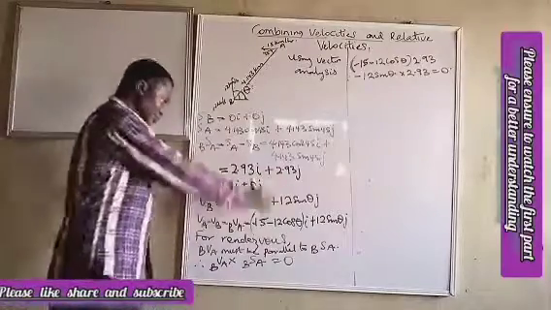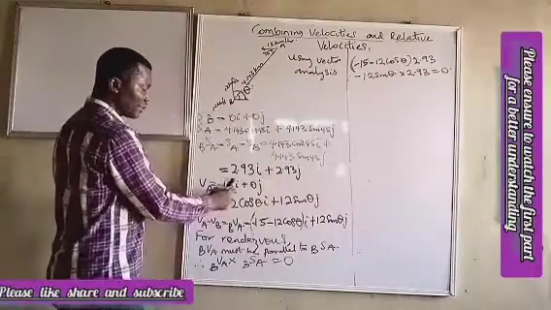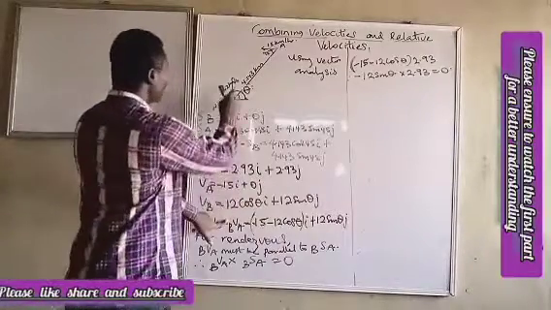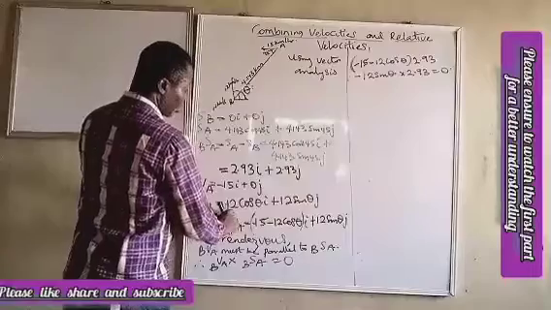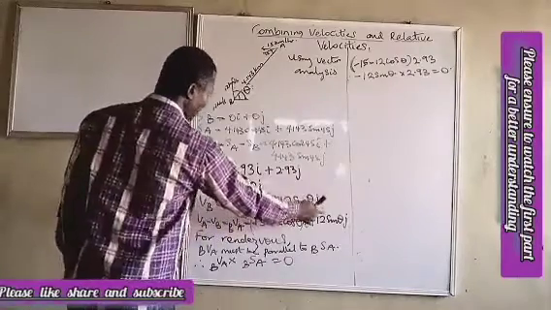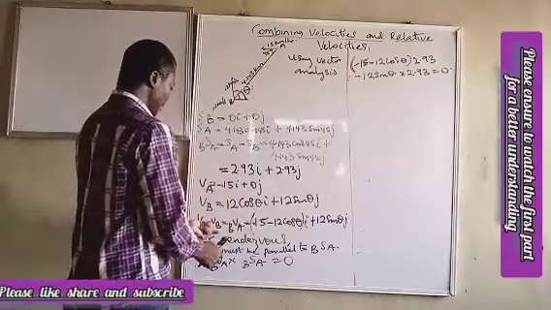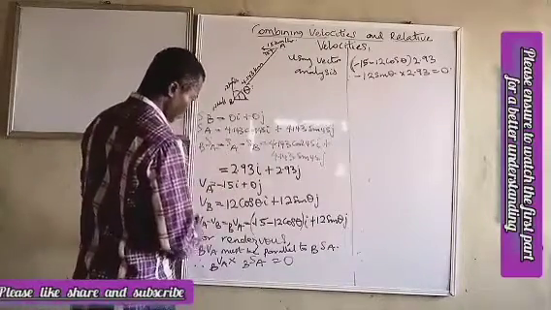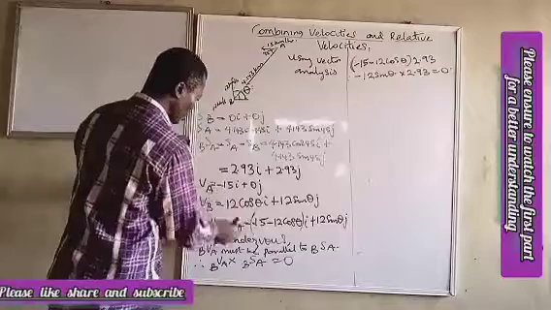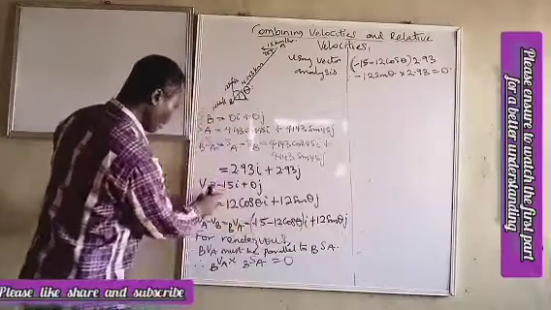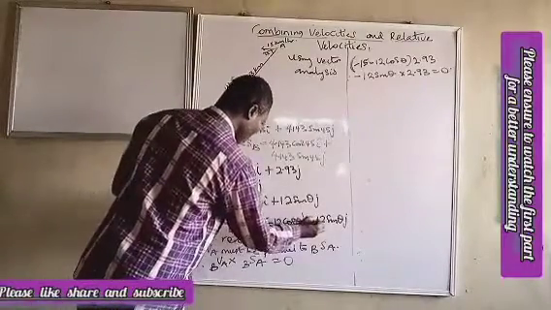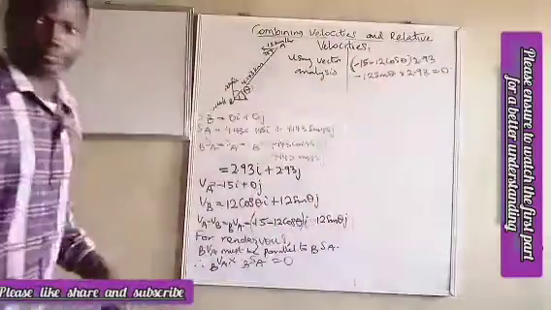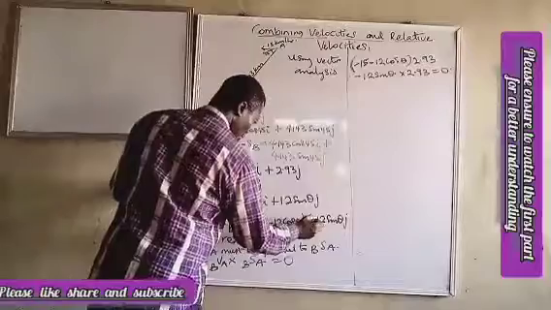So this is what it becomes: 2.93I plus 2.93J. VA is minus 15I plus 0J. Please, it's minus. VB is this one. Since you do not know the direction, we are trying to get the direction: 12 cos theta I plus 12 sin theta J. VA minus VB, that is the difference. Relative velocity is going to be the difference between these two. This one should be minus.